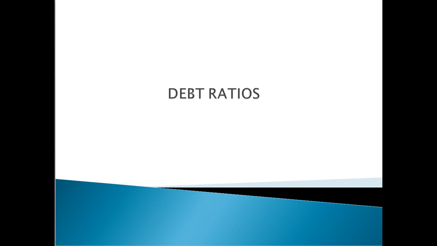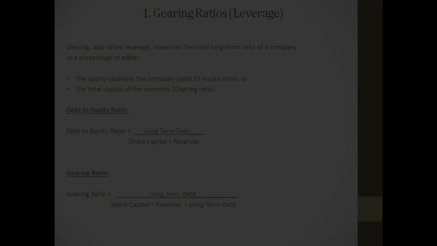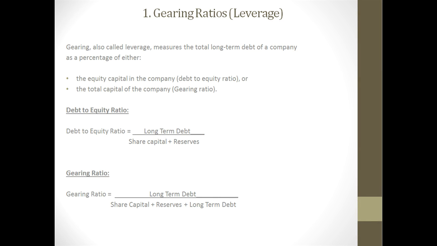Let's move on towards debt ratios. Debt ratios are used to assess whether the total debts of the company are within control and are not excessive. Within these ratios, the first one is gearing ratio or leverage. Gearing, also called leverage, measures the total long-term debt of a company as a percentage of either the equity capital in the company, also called debt to equity ratio, or the total capital of the company, also known as gearing ratio.